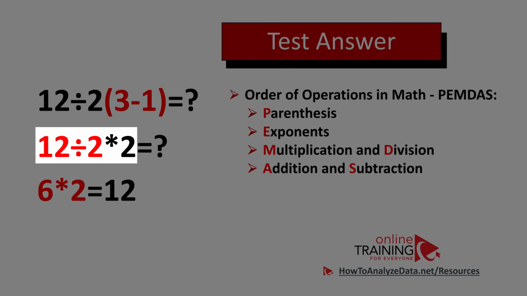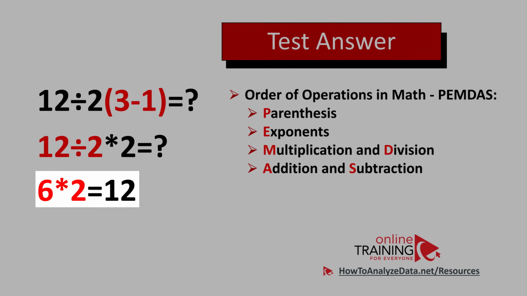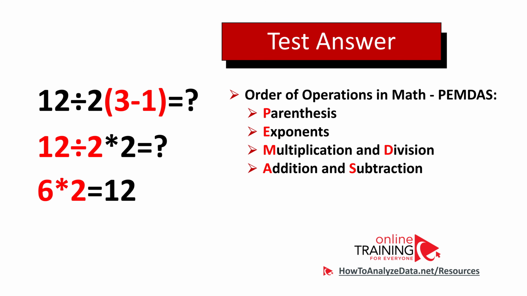Once we divide 12 by 2, we get 6, and the final expression we need to solve would be 6 multiplied by 2. So the correct answer here is 12. Let me give you a quick hint. Even if you don't know the answer, you can always use a calculator. Most modern calculators do support expressions.